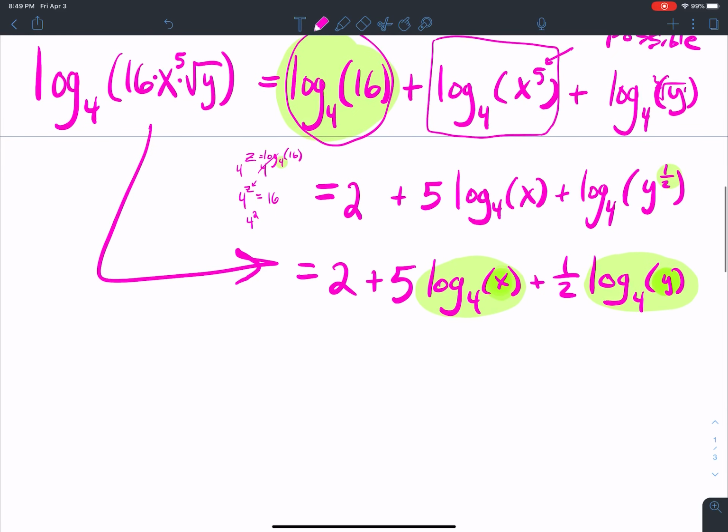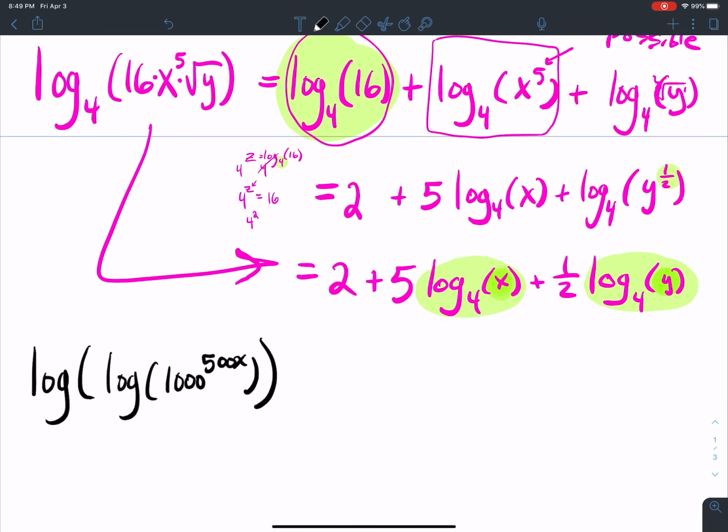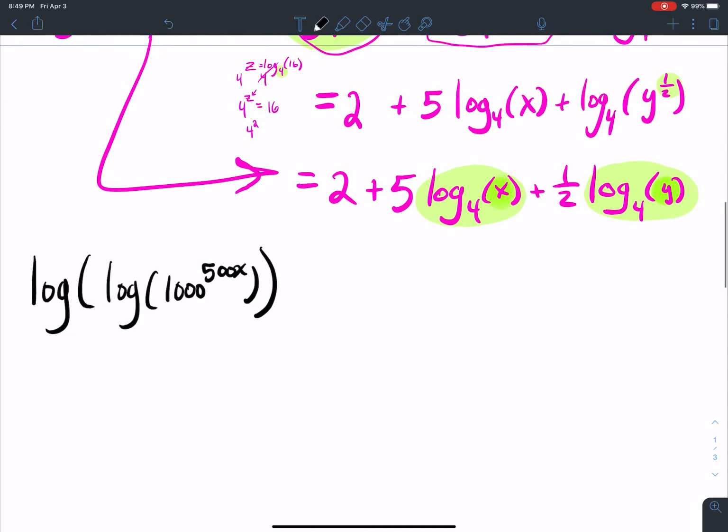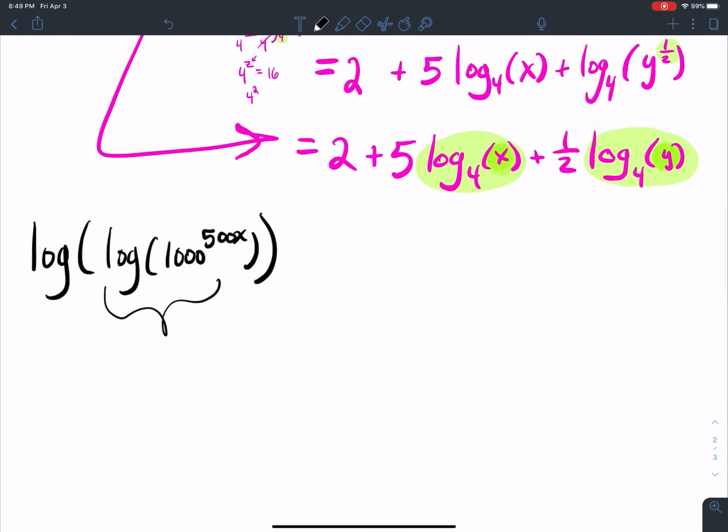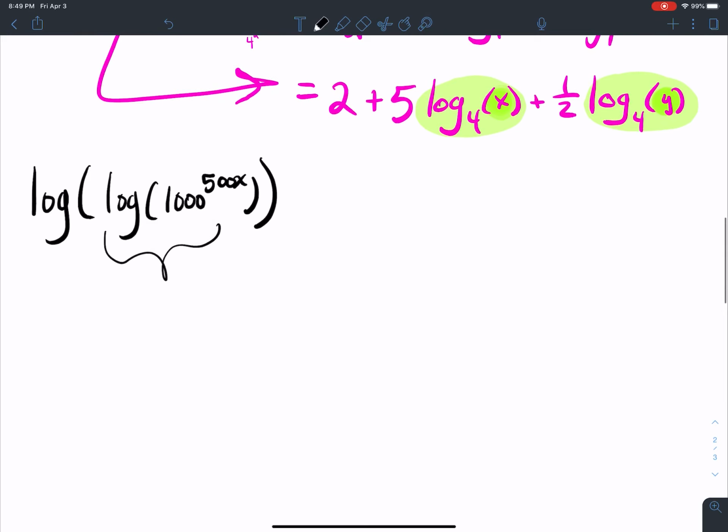Let's try another one. Let's do the log of log 1000 raised to the 500x. Oh my goodness. So let's just start with the inside and try to work our way out. Okay? So let's just look at this piece here. Log of 1000 raised to the 500x.